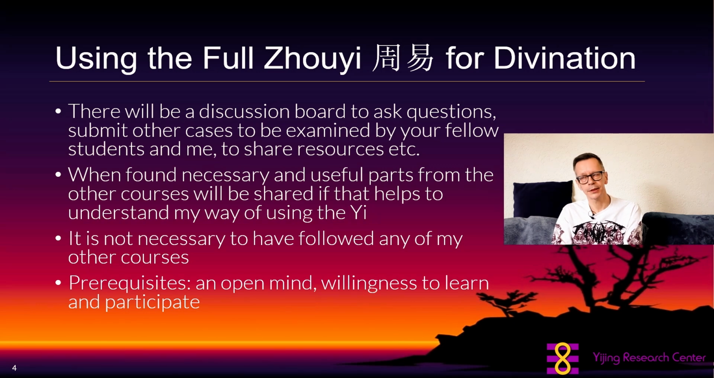It isn't really necessary to have followed any of my other courses, although it is possible that during the course you will find out that you need a little more information about trigrams or a piece of text, a certain Chinese name, whatever. Just ask me and I'll give you the proper resources if I have these at hand. So the only thing I'm asking of you is an open mind, willingness to learn and participate, and to go with the flow, see what happens. So this is what this new course is about, and I hope you like it.